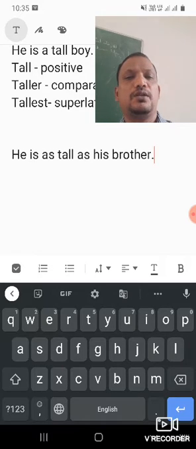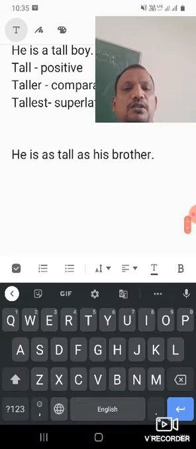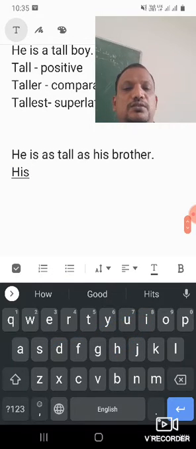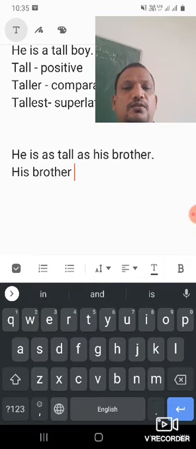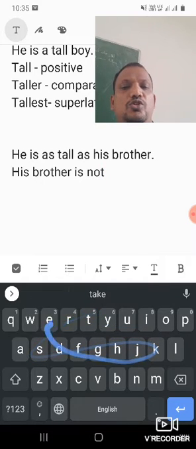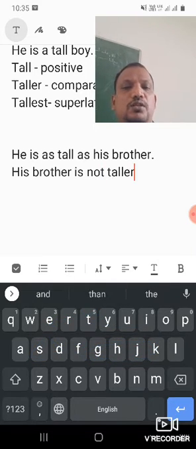For the comparative degree we have to use the last subject in the beginning, and the answer will be like this: his brother is not taller than him.